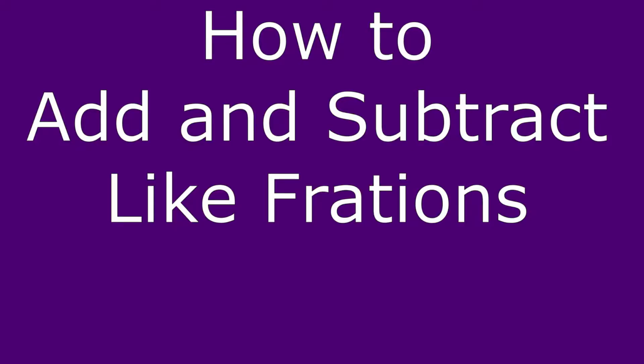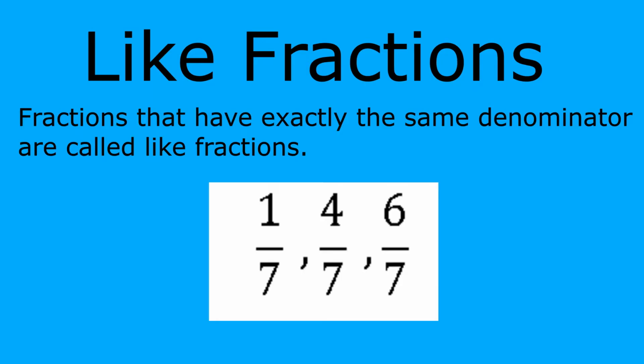First we will see how to add and subtract like fractions. Now what are like fractions? The fractions that have exactly the same denominator are called like fractions. For example, fractions such as 1 upon 7, 4 upon 7, 6 upon 7. Here all these fractions have a common denominator, that is 7. So such fractions are called like fractions.